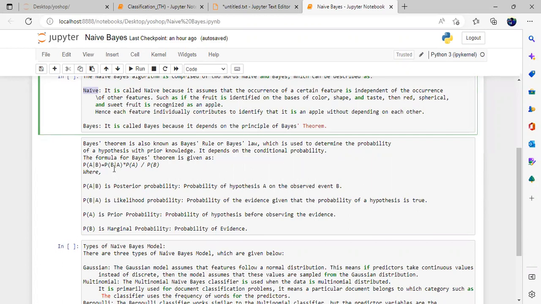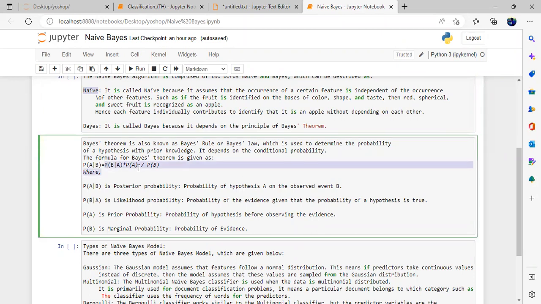So here is the formula for probability: probability of A given B equals probability of B given A times probability of A, and this complete term divided by probability of B. Here probability of A given B is the posterior probability, the probability of hypothesis A on the observed event B. You will get to know all these terms when I explain them using the example.